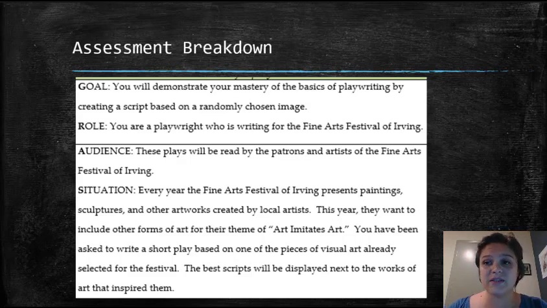So the summative assessment is to write a play, but the situation that I give the scholars is that they are submitting plays to the Irving Fine Arts Festival. This is something that is familiar to them because we do an Infinity Fine Arts Festival at the end of each semester, so I tried to take that idea and expand it. The idea is they have gotten a piece of art that's created by another artist in Irving, and they are writing a play based on it.